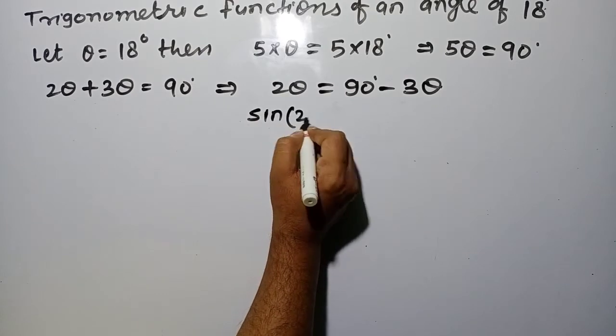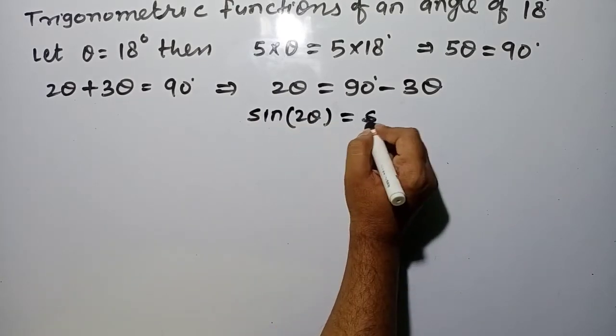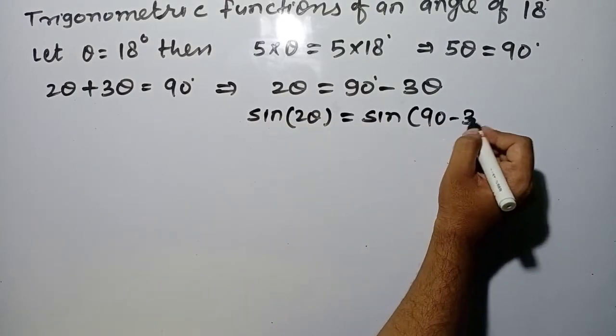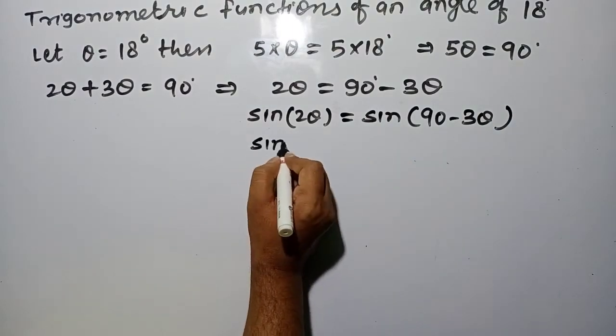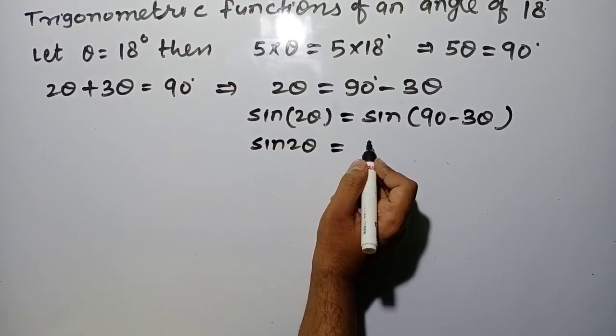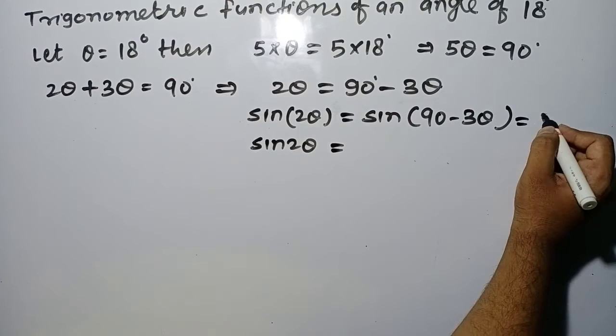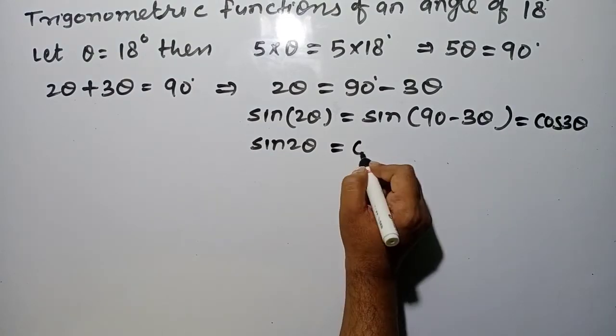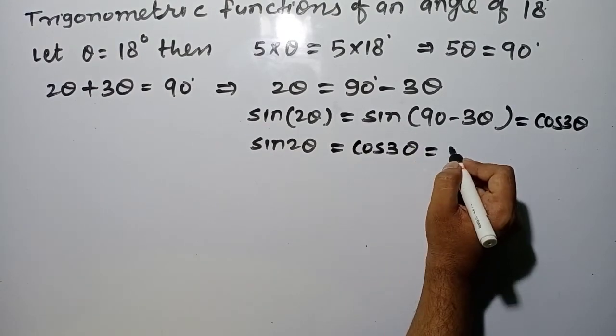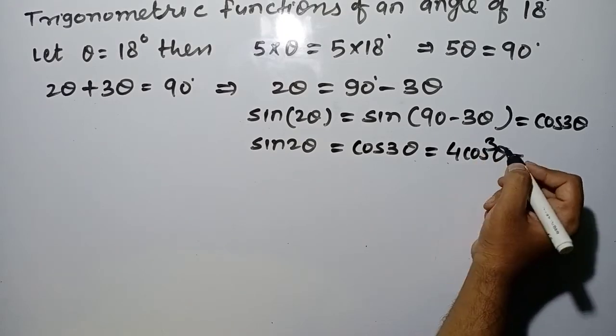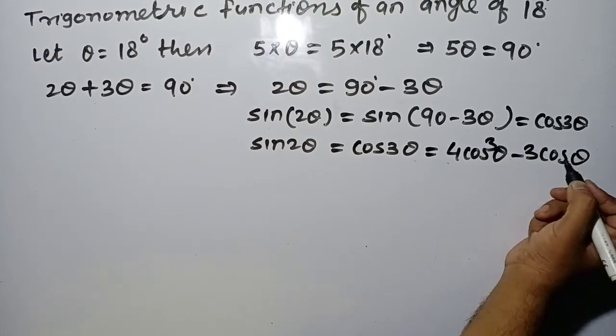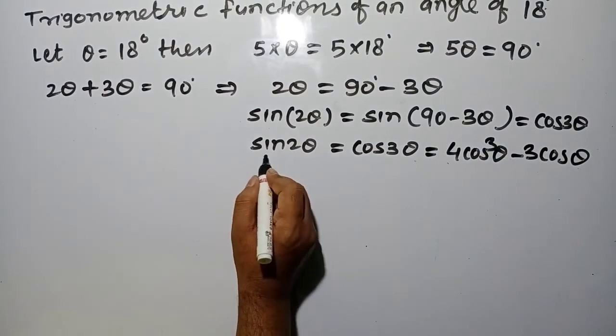Now we can apply sine on both sides. Sine 2 theta is equal to sine of 90 minus 3 theta. Okay students, so sine 2 theta is equal to cos 3 theta, because sine of 90 minus theta is what? Cos theta. So cos 3 theta, we know the formula of cos 3 theta: 4 cos cube theta minus 3 cos theta, right students?